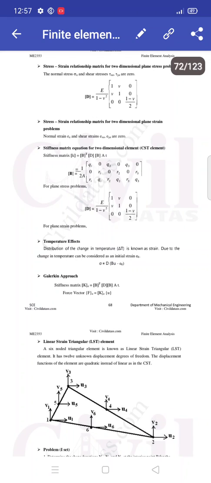Galerkin approach, stiffness matrix K is equal to B transpose D B A into t, and the force vector is K into U.